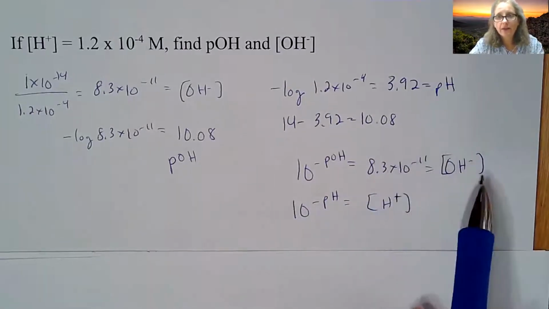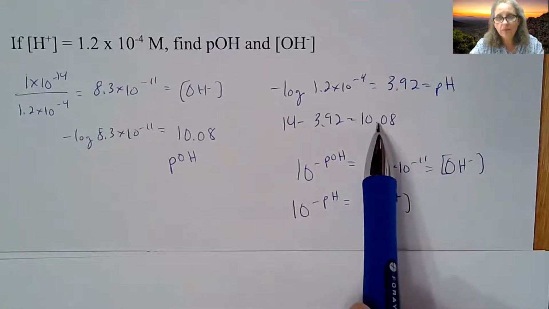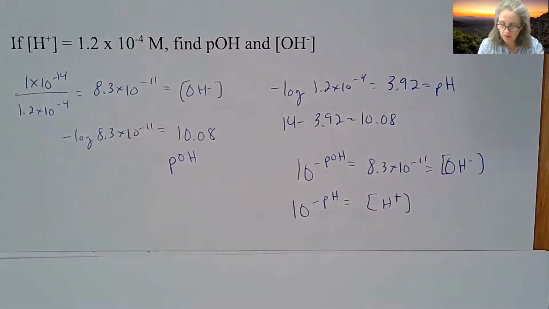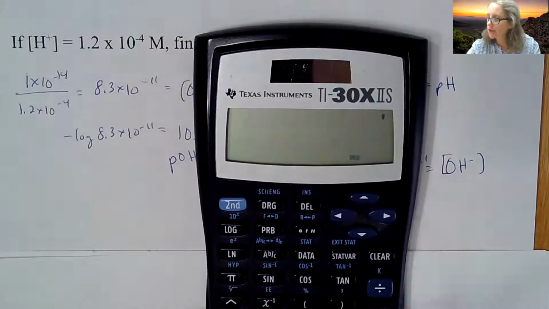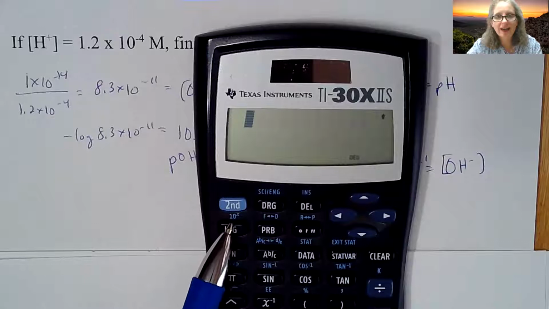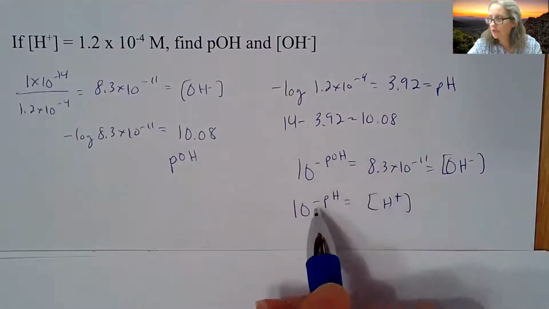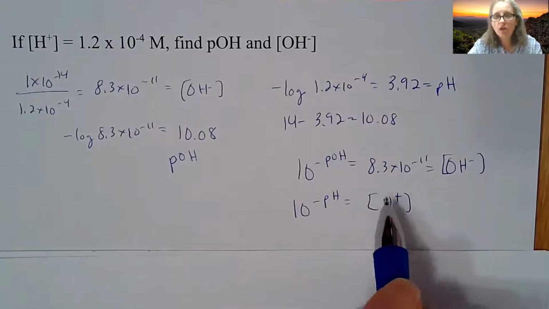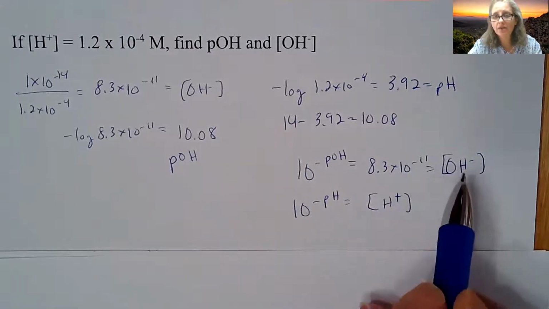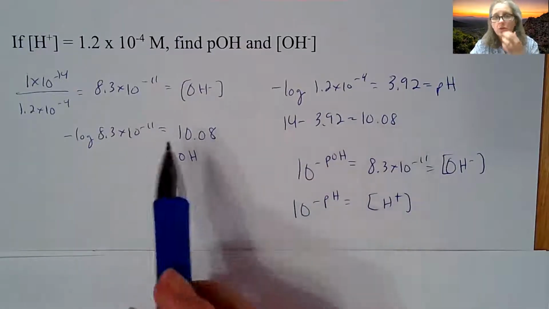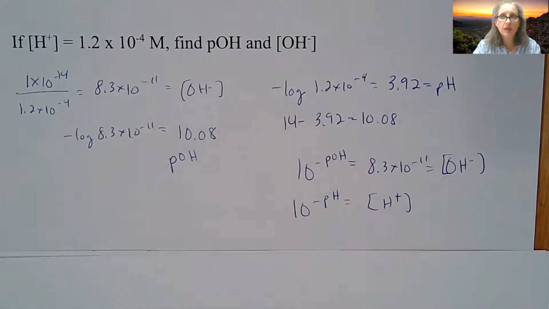Now, how do I find the hydroxide concentration once I have my pOH? Well, if I take 10 to the negative, so if you look on your calculator above your log button, you're going to see it's a 10 to the x function. If you put 10 to the minus pOH or 10 to the minus pH, you will get the hydrogen ion concentration or the hydroxide concentration, depending upon what you're looking at. So you could do it either way. You will get pretty much the same answer. You might have some rounding issues here or there, but that's how you approach those problems.